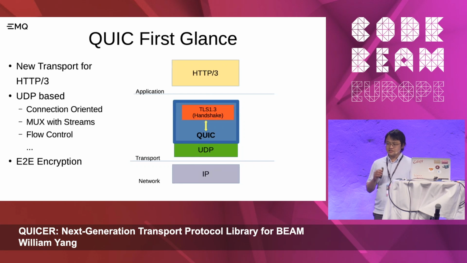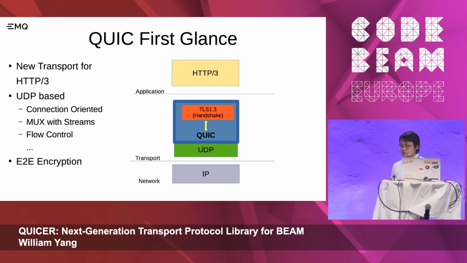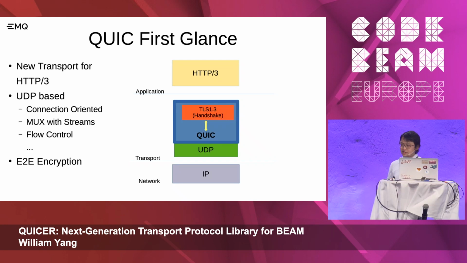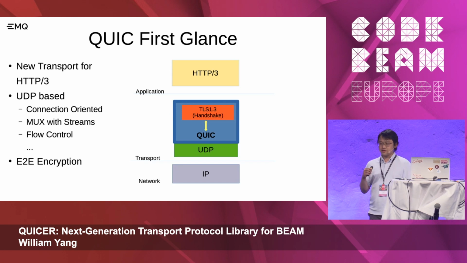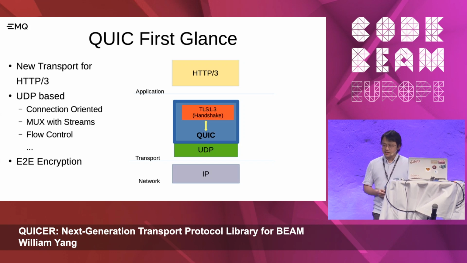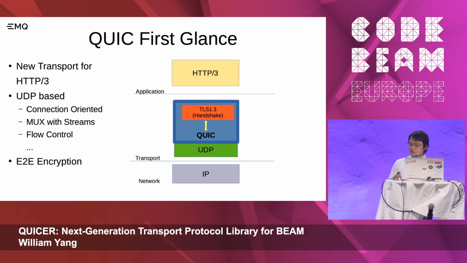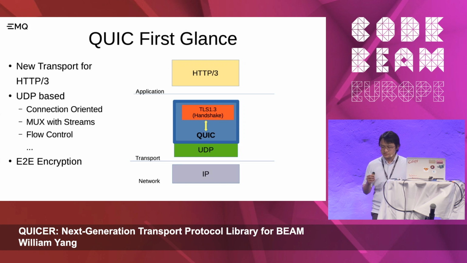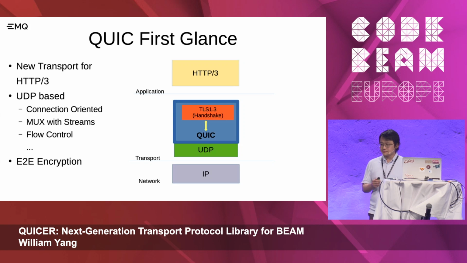OK, first glance of QUIC. QUIC is the new transport of HTTP 3. It is UDP-based, but it is connection-oriented. It provides multiplexing with streams, and it has a lot of features for the streams, like flow control. And it is end-to-end encrypted. It has embedded TLS 1.3 for the handshake, but QUIC frames are used for data transfer.